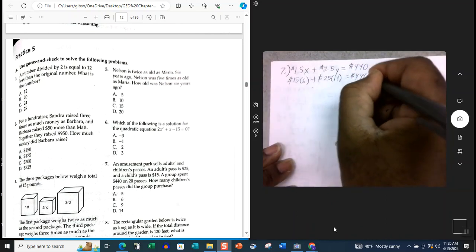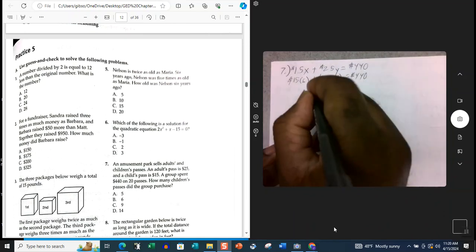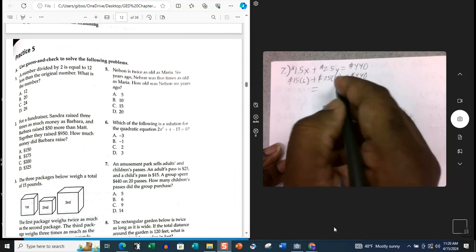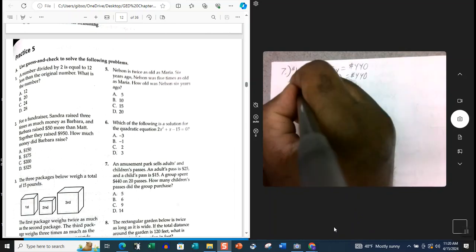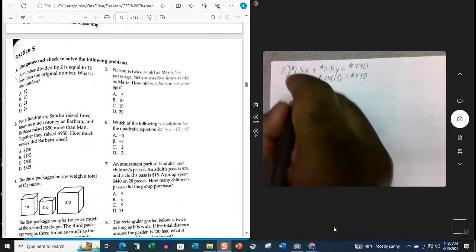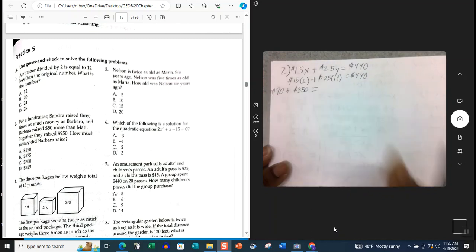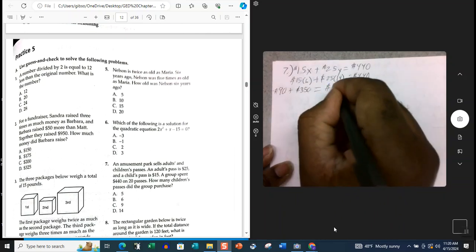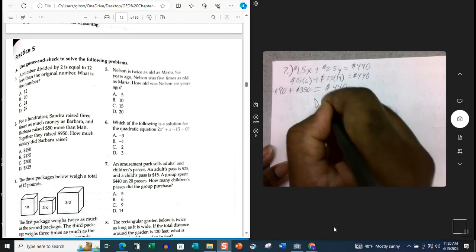Now, when we put this in our calculator, when you have 25 times 14, that would give us 350. That'll be $350 for the adult tickets, and then the children's tickets would be $90. So we had $90 plus $350, which would give us $440. So that is why D works.